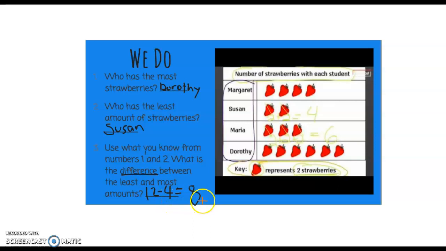Another way you could have done this was by using your graph and just crossing out, doing equal cancellations. Susan has 2, 4. Let's cross these out. Since we crossed out 2 pictures over here, let's cross out 2 pictures over here. So the difference is what you have left. Let's count. 2, 4, 6, 8. Alright, I have the answer 8 again.